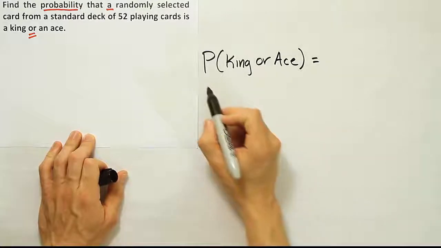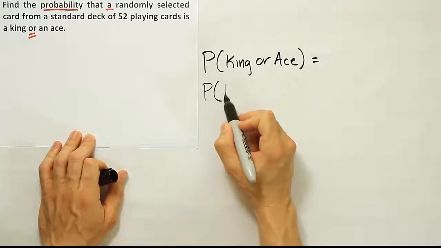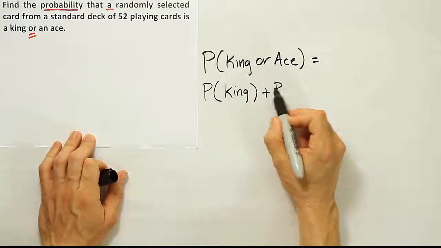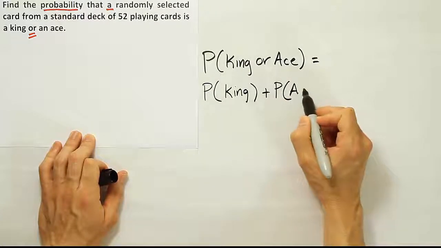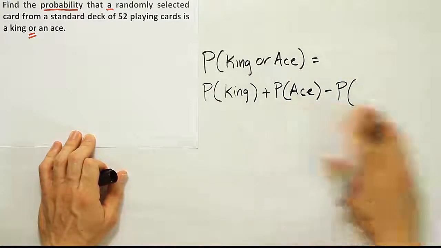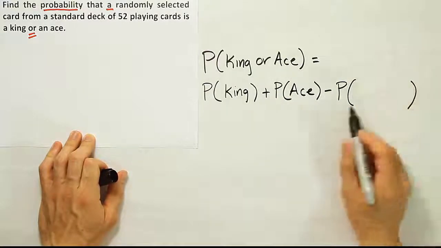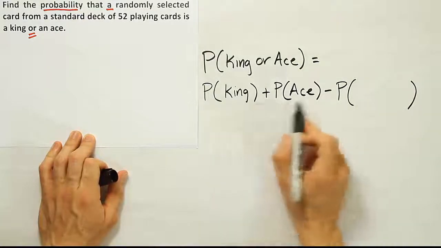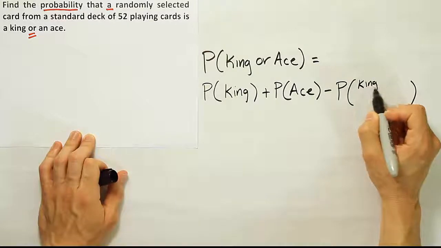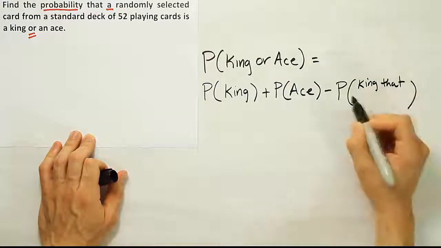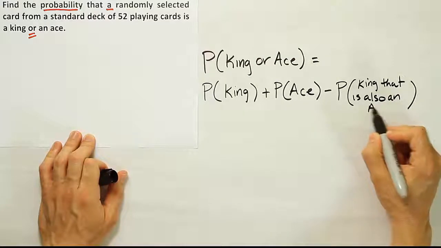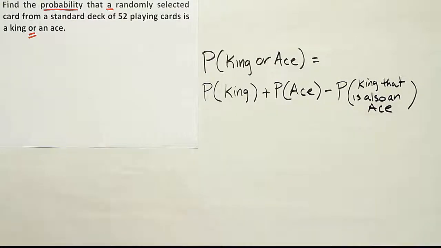Now, if I'm filling out the formula properly, I should take the first one and say probability of a king, plus the probability of the second one, which is the ace, minus the probability of, and I'm supposed to put in this category an overlapping scenario. So I want to blend these two categories together. So I want to say probability of getting a king that is also an ace.